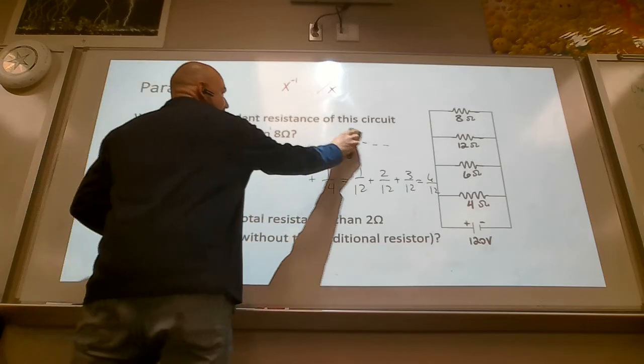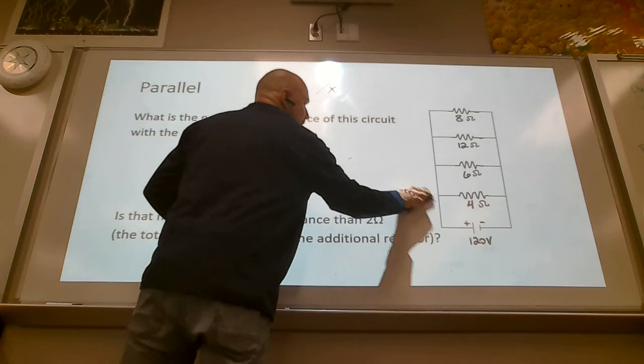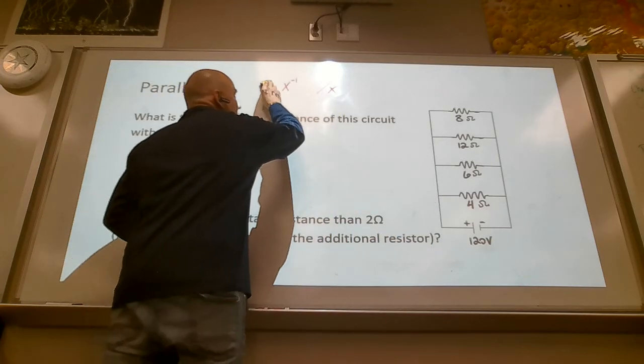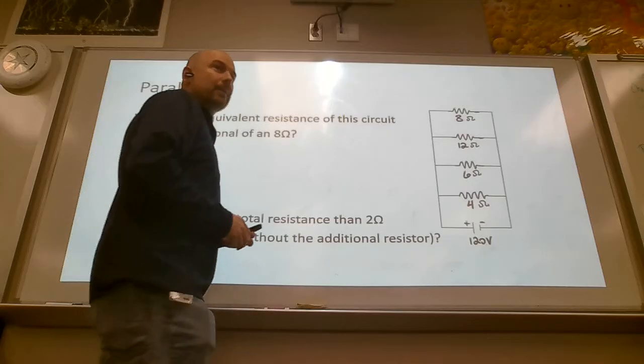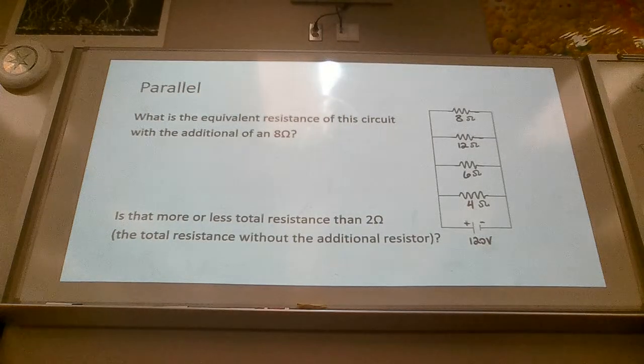I'm going to add an 8 ohm resistor to that circuit. Find the total resistance. Go. I just added an 8 ohm resistor. Find the total resistance, the equivalent resistance.